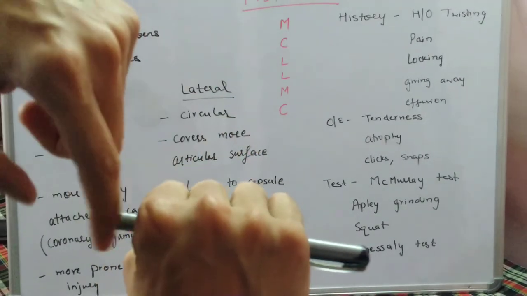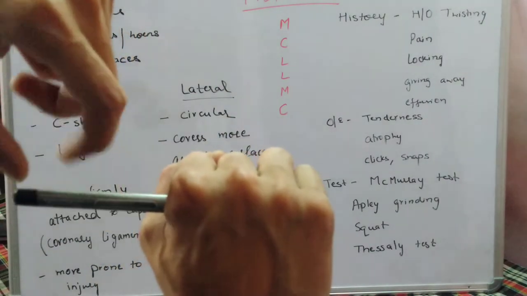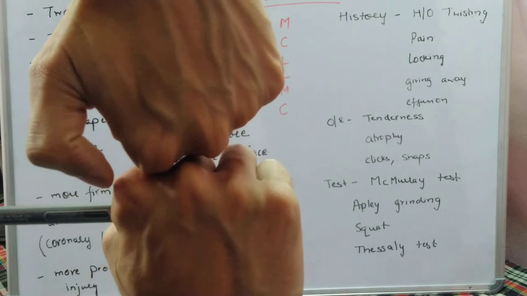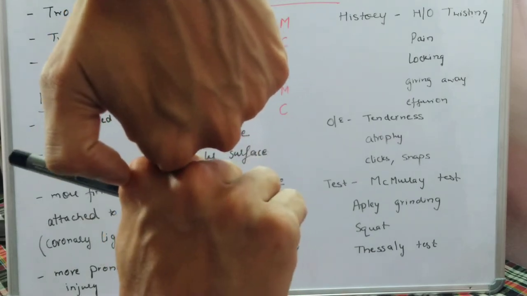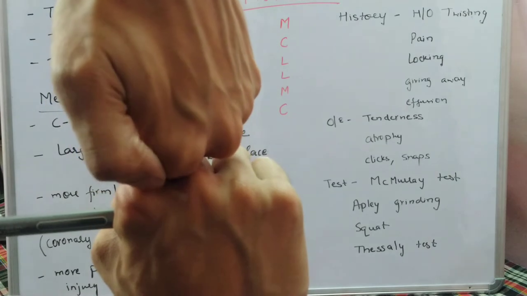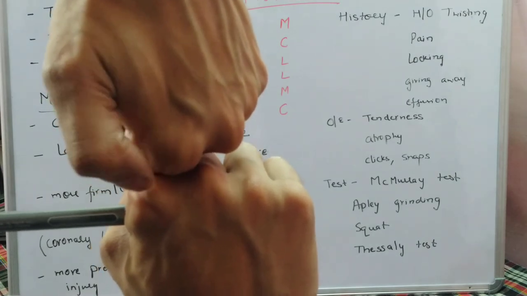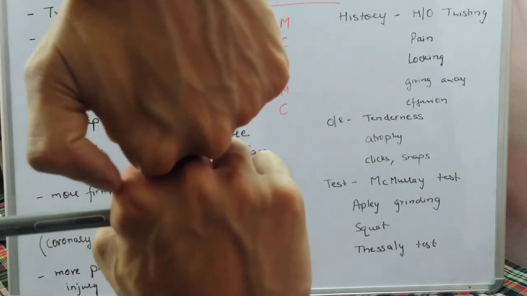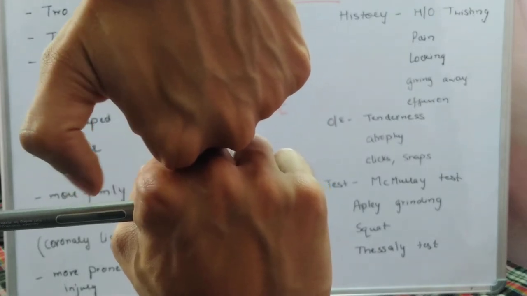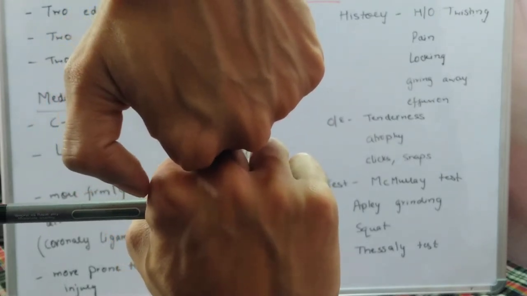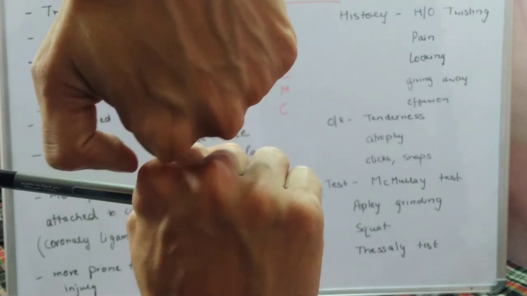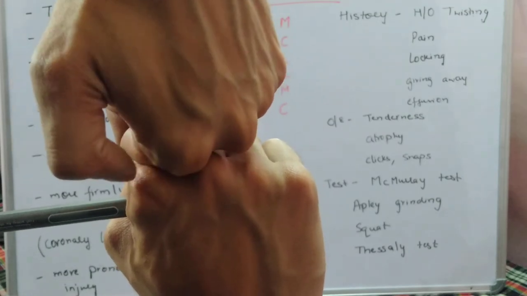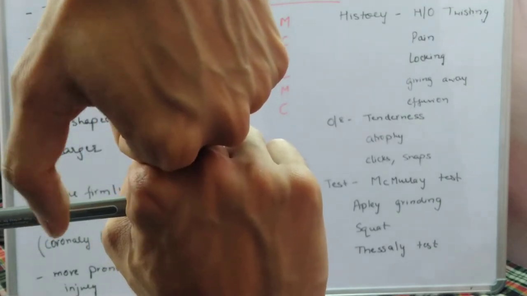So if this is the medial side, for the posterior horn to get engaged between the femur and the tibia, the tibia will have to externally rotate, or the femur will have to internally rotate. I repeat, if the posterior horn has to get injured, it has to engage between the femur and the tibia. So if this is the medial side, the tibia will have to externally rotate so that it engages between femur and tibia. If the tibia is fixed, then the femur has to internally rotate to engage the posterior horn of the medial meniscus.